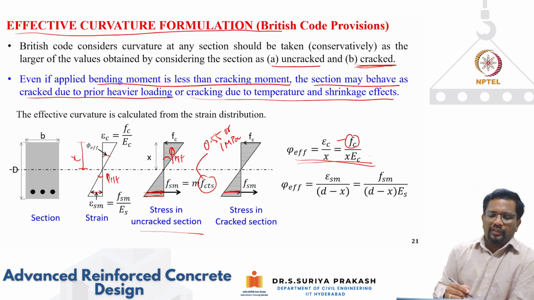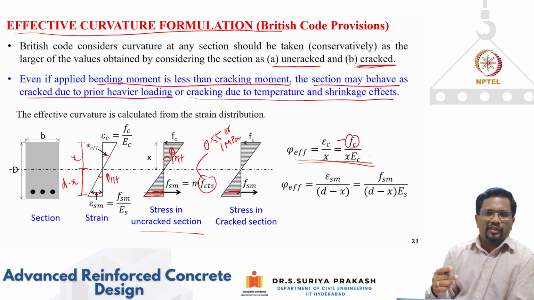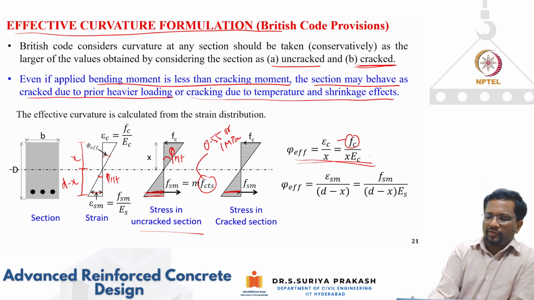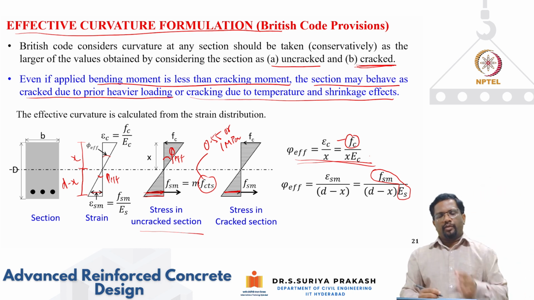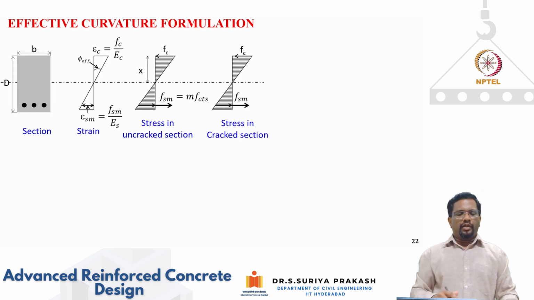So now strain is FSM divided by ES, right? So our curvature is going to be epsilon SM divided by this distance, which is d minus x. So epsilon Sm by d minus x is also going to give me phi effective, which is your effective curvature. And now strain can be converted into stress, since stress divided by Young's modulus will give me strain. So I can express in terms of stresses that I'm going to limit in your tension steel. Okay, let's now look at it in depth, how we do this.